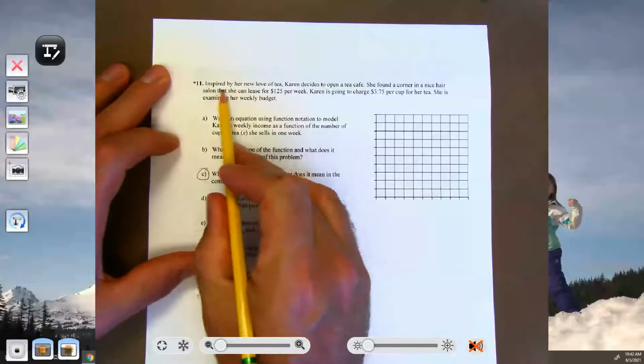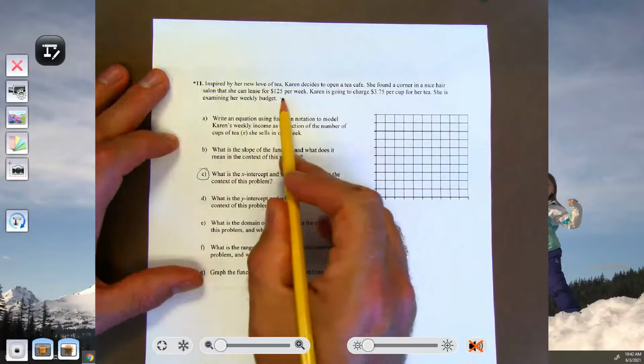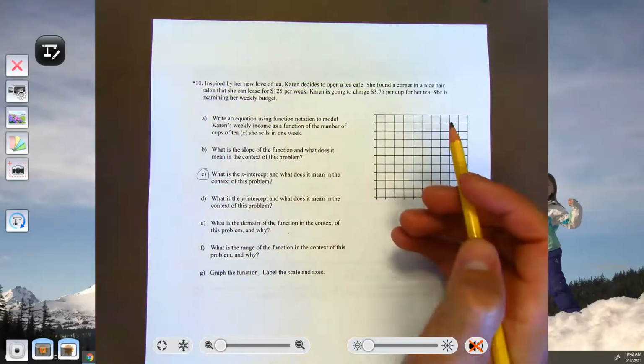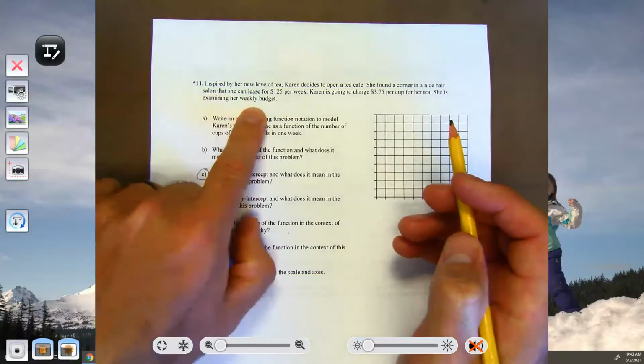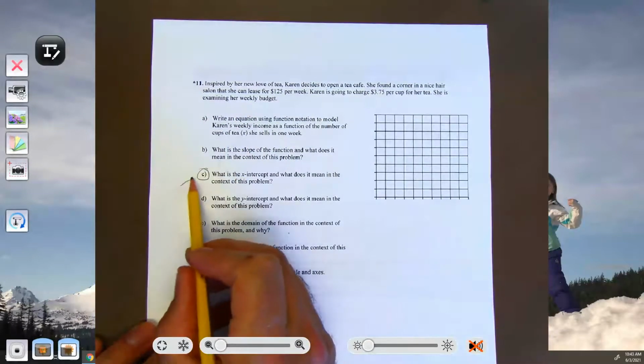Inspired by the new love of tea, Karen decides to open a tea cafe. She found a corner of a nice hair salon she can lease for $125 per week. Karen is going to charge $3.75 per cup for her tea. She's examining her weekly budget. I'm going to have to go through all of these in order to better explain this.